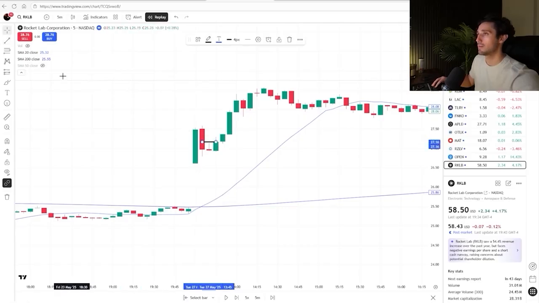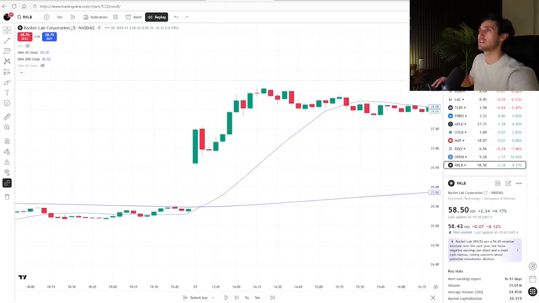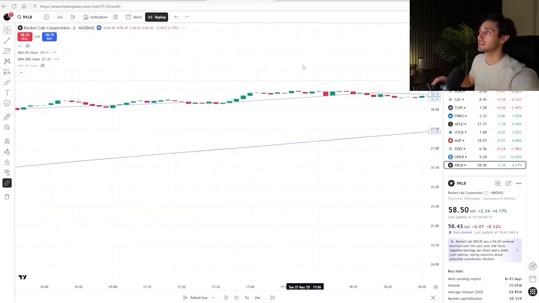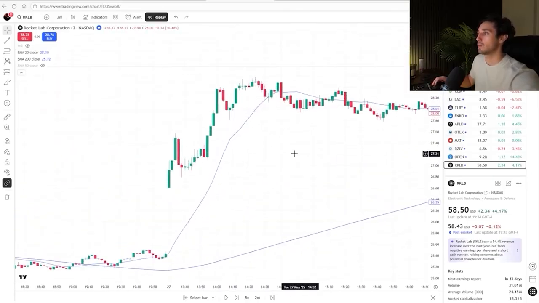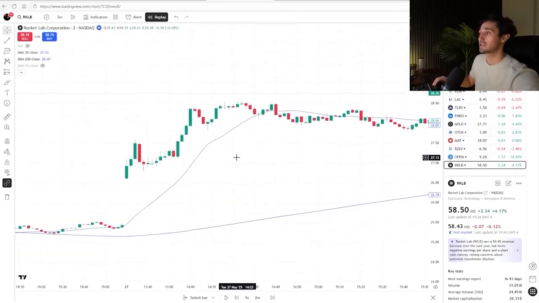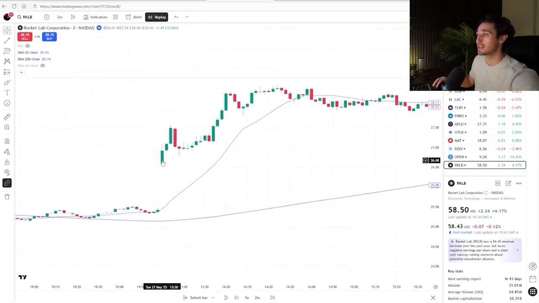So entry above, stop loss below, and obviously this had really nice follow through, but I think this was actually way nicer on the 2-minute time frame. I always like to look at multiple time frames, and that gives me a lot better perspective on what that stock is actually doing. And as you can see on the 2-minute, it was actually much nicer.